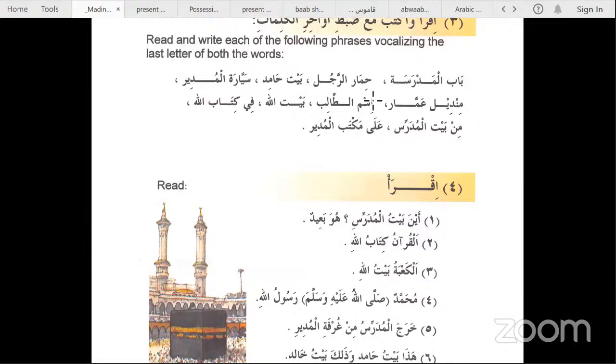Madrasa means school. Bab means door. So the translation will be the school door, or you could say the entrance of the school. Okay. Next one.